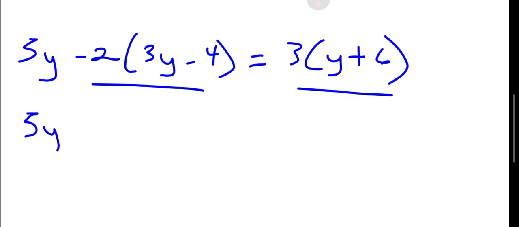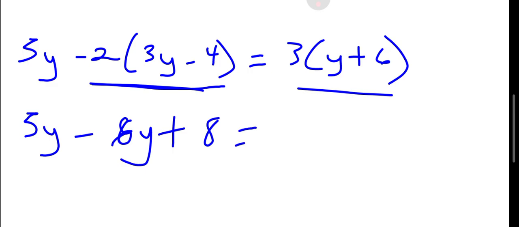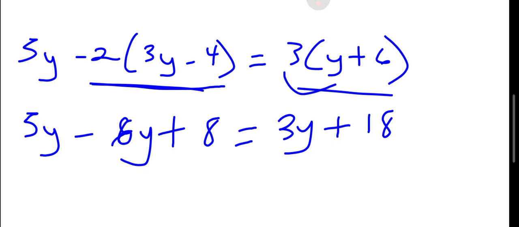So 5y. So negative 2 is multiplying everything here. So negative 2 times 3y gives us what? Negative 6y. Negative 2 times negative 4 gives us what? Positive 8. So 3 multiplied by y will give us what? 3y. And 3 multiplied by 6 will give us what? 18. You get it? So now we group like terms.